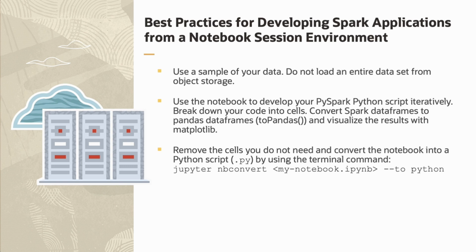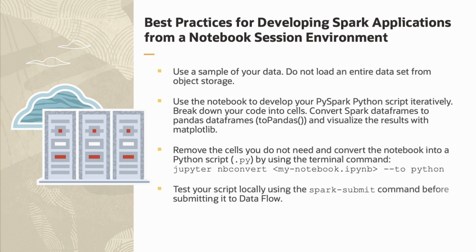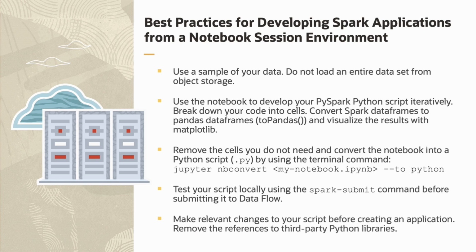You want to remove the cells that you do not need and convert the notebook into a Python script using this particular terminal command. Just replace my notebook.ipynb with the name of your notebook, and this command will create a new Python script file for you. Test your script locally using the Spark submit command before you submit it to Dataflow. Open a terminal window and activate your PySpark environment. Then you can execute the Spark submit command on your Python script.